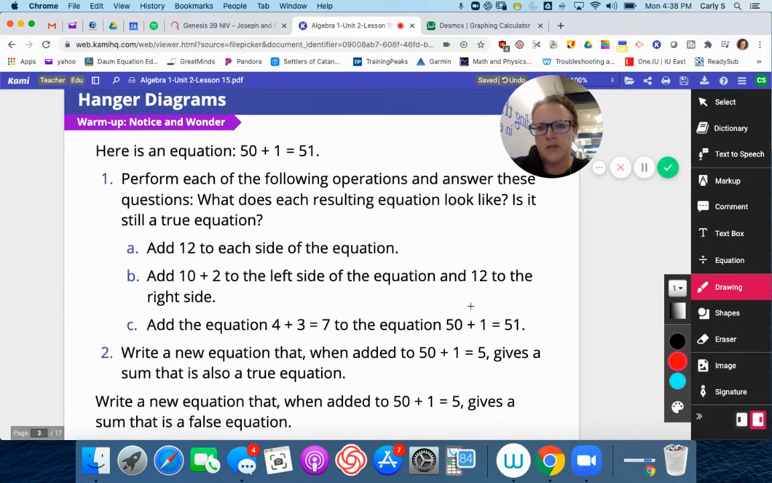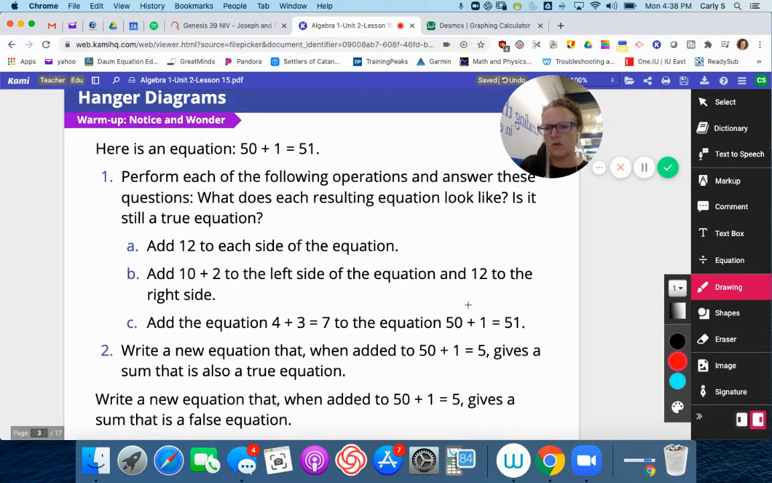Okay, if I begin, here's an equation. 50 plus 1 equals 51. Hold on, I have to grab something. I need my textbook because I'm going to move away from this screen. I still need to be able to read what it is that we're doing.